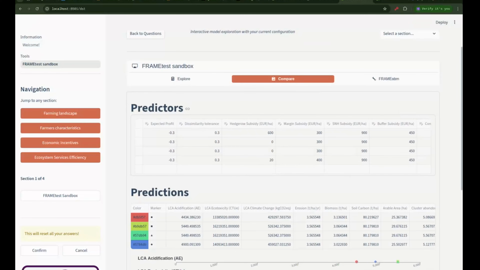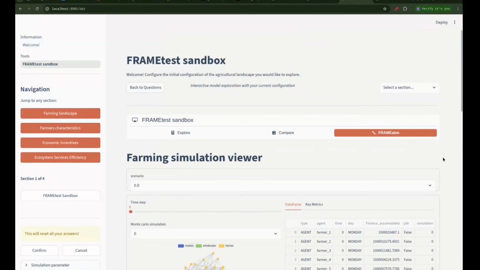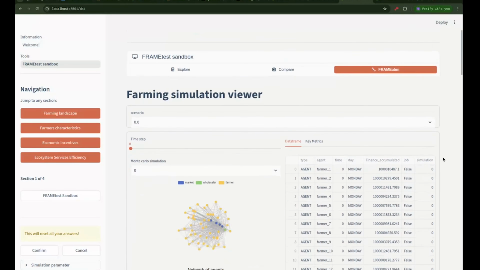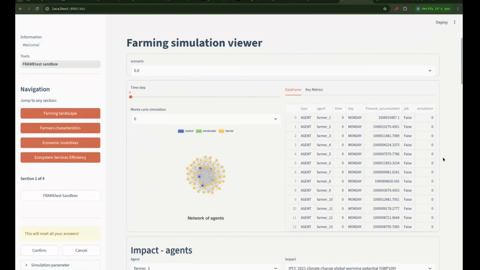In FrameTest, we can introduce system conditions and somehow speculate how the system average looks. We can get them from distributions, from empirical data, but we cannot model explicitly the heterogeneity of each one of the farmers if we want to study a particular farming system. But for that, we're also providing a tool, the Farming Simulation Viewer, which basically helps to visualize simulation results.